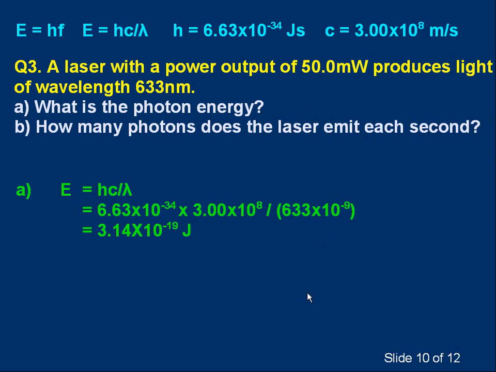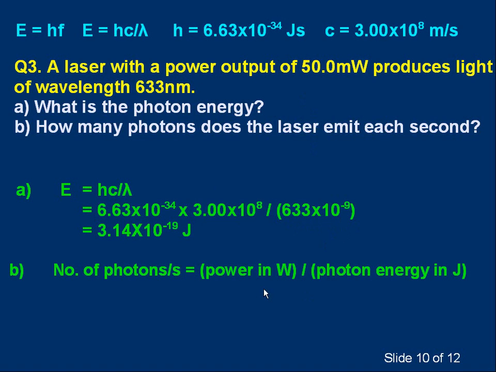What about part B? Well, I hope you remember what we just said. If you want the number of photons per second, you divide the power in watts by the photon energy in joules. In our example, it was 100 watts and 25 joules. Here the numbers are a bit messier. The power in watts, 50 milliwatts, is 50 times 10 to the minus 3 watts, because milli means 10 to the minus 3, a thousandth. We divide that by the photon energy, which we've just worked out, and that gives us 1.59 times 10 to the 17. That's the number of photons per second coming out of the laser.